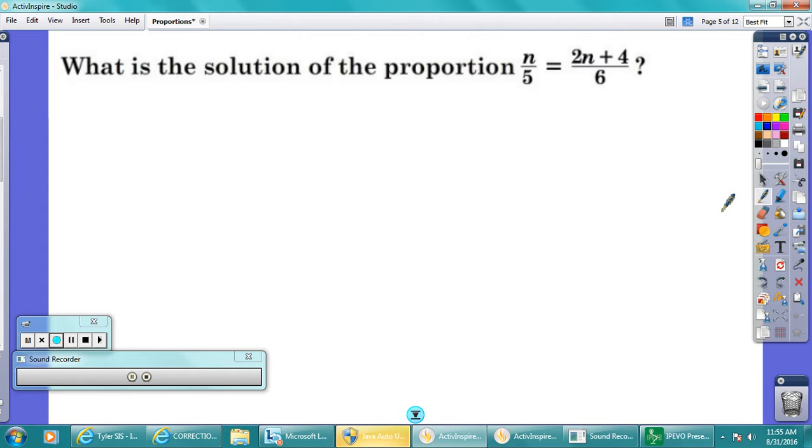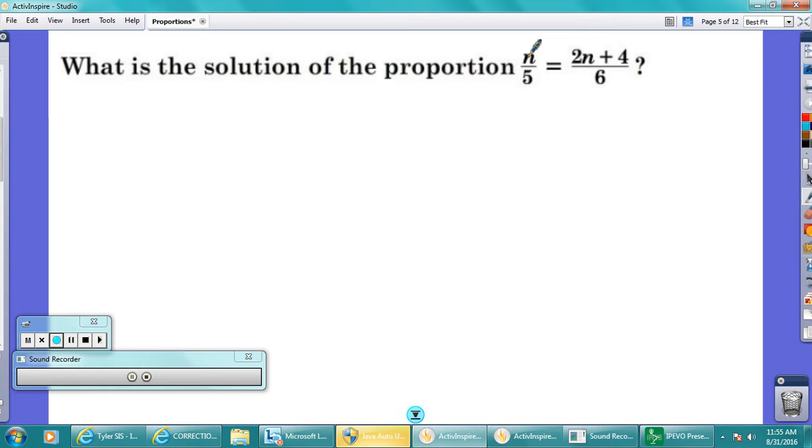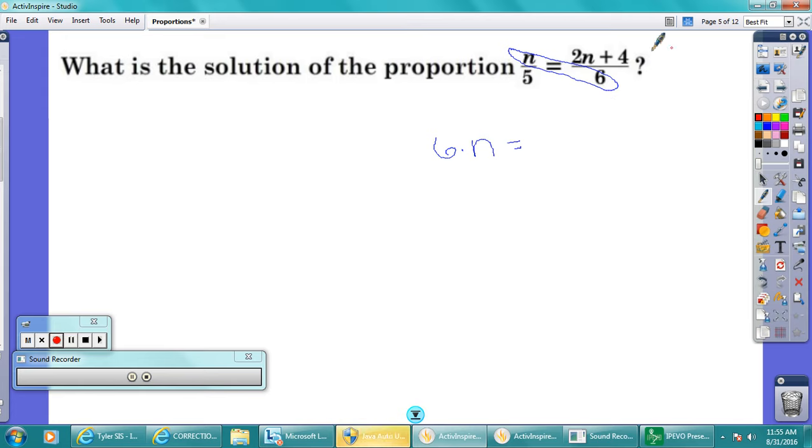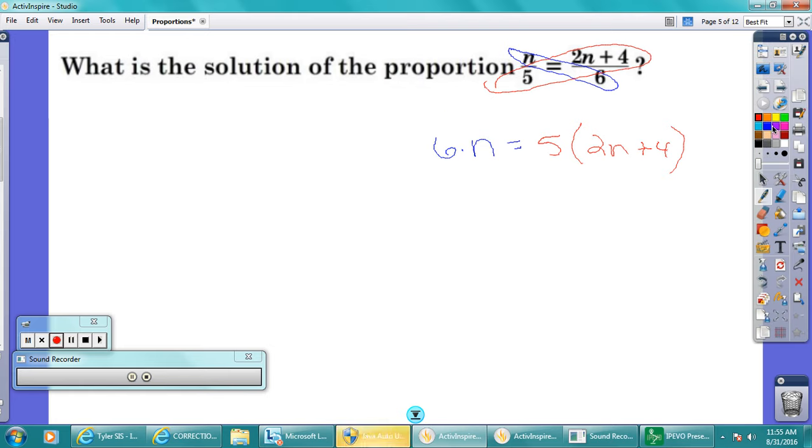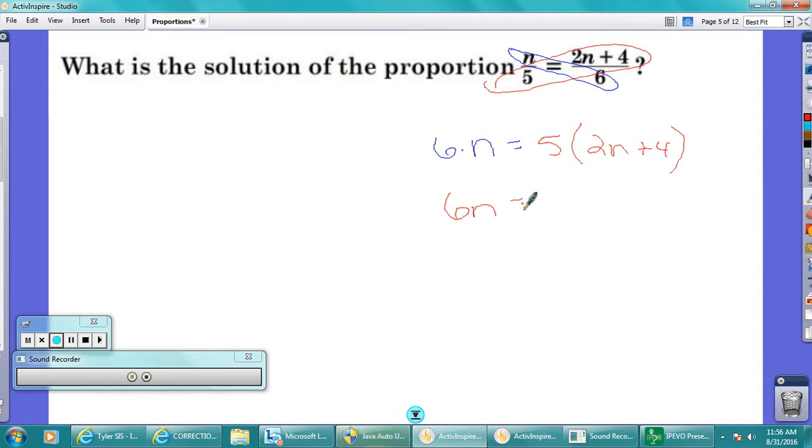Now let's do another one. Solve this proportion. Again, you're going to cross multiply. 6 times n is equal to 5 times the quantity 2n plus 4. Now, here is where I begin solving the normal way. So again, guess what you're going to do in your notes? You're going to solve this. 6n is equal to... I want to see you distribute and give me the final answer of what n is equal to.